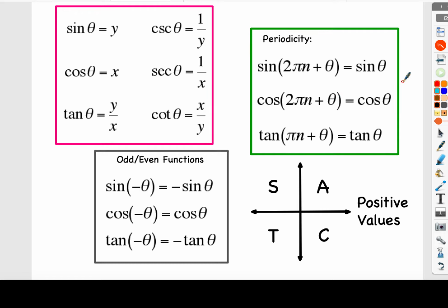And then we'll also talk about periodicity. We'll bring that back up here in just a second. One thing we do want to note is positive values. Those can sometimes be helpful.